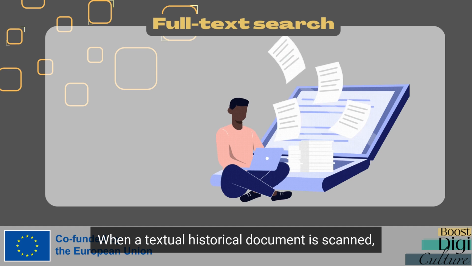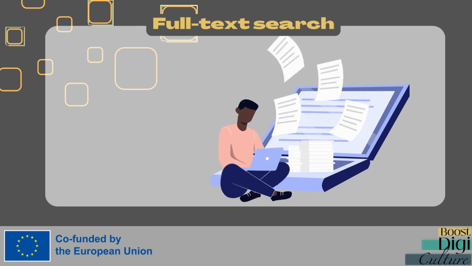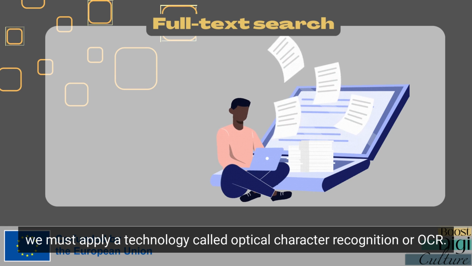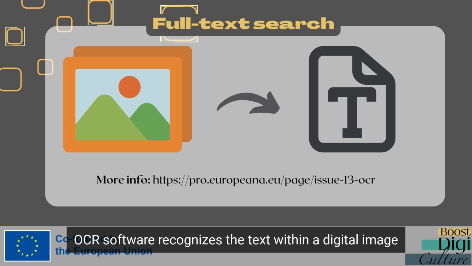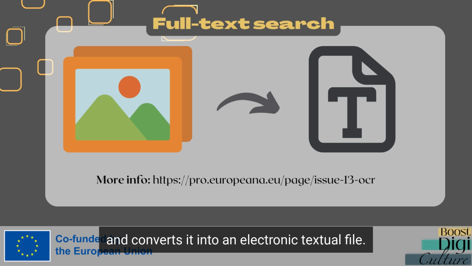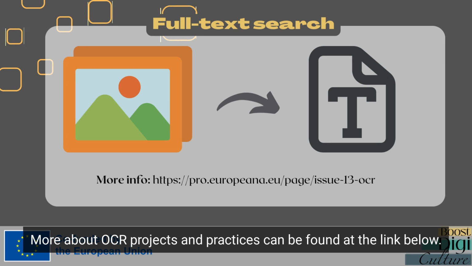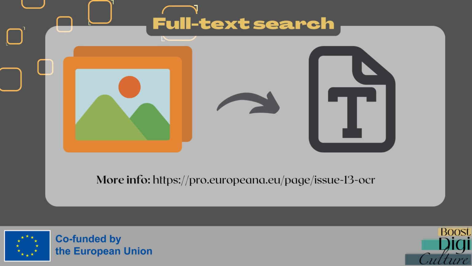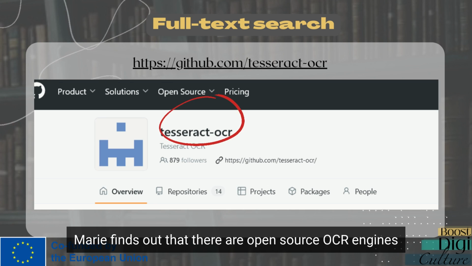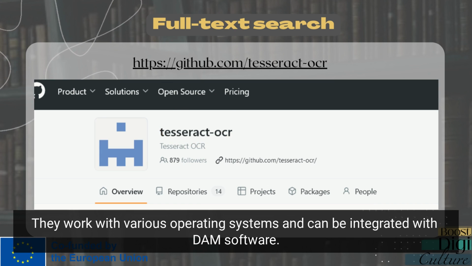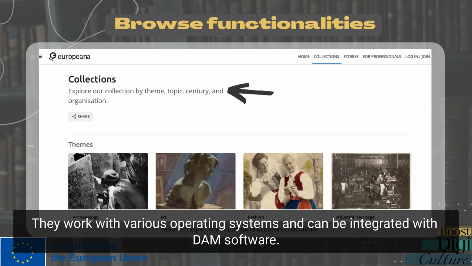When a textual historical document is scanned, it becomes a digital image. To turn it back into searchable text, we must apply a technology called optical character recognition, or OCR. OCR software recognizes the text within a digital image and converts it into an electronic textual file. However, in most cases, a human supervision is still needed for the results to be completely reliable. More about OCR projects and practices can be found at the link below. Marie finds out that there are open source OCR engines such as Tesseract. They work with various operating systems and can be integrated with DAM software.